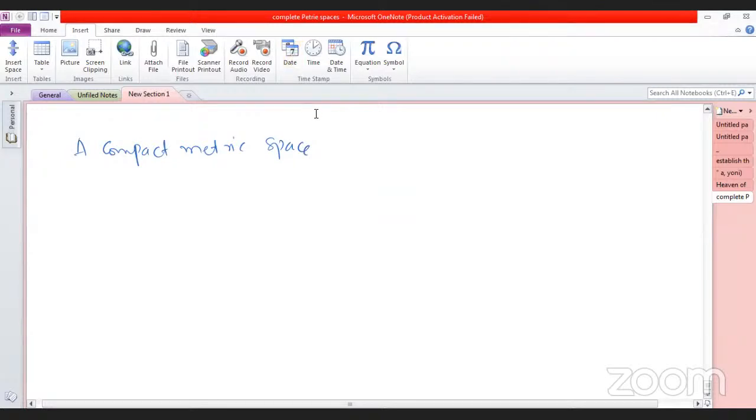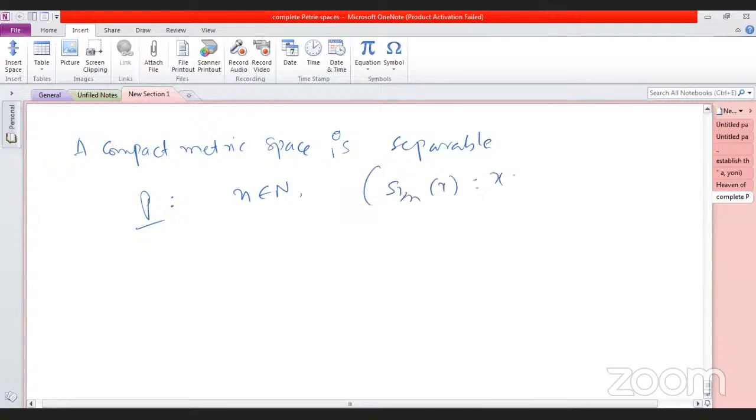The compact metric space is separable. Separable means it contains a countable dense set. So now I am taking here the proof, n belongs to N. I am taking the collection S 1 by n of x, where x belongs to capital X, is the open cover of X or not? Yes, sir. So therefore capital X is compact or not? Yes, sir. Capital X is compact. So compact metric space, very good.